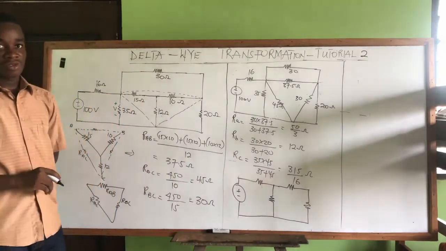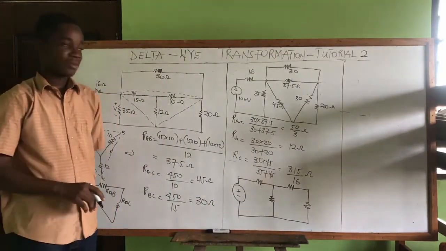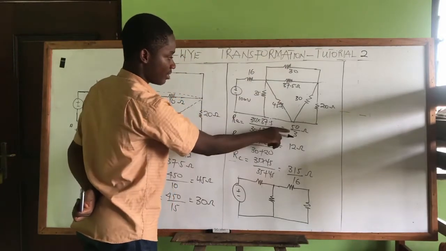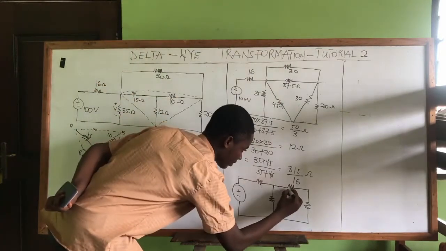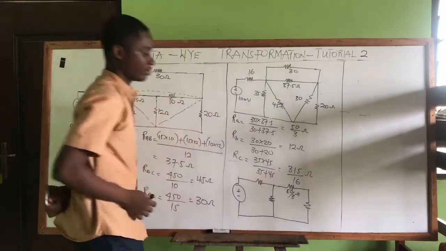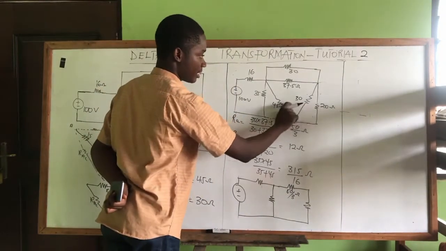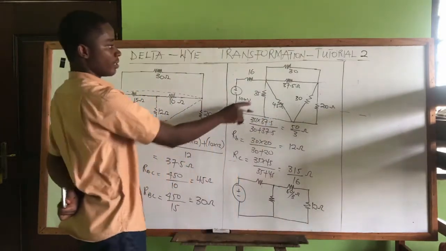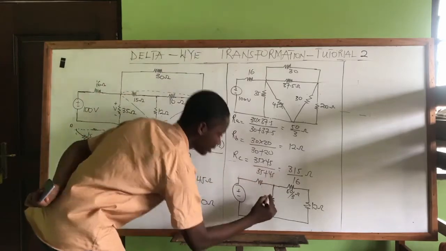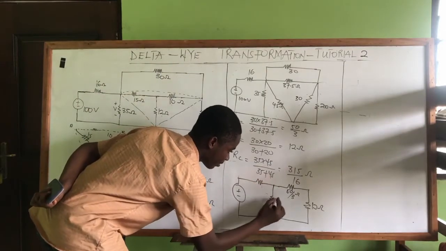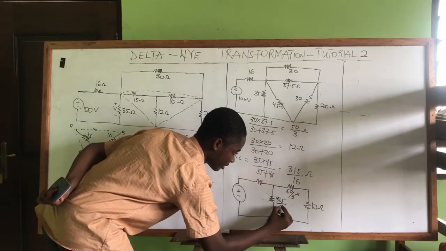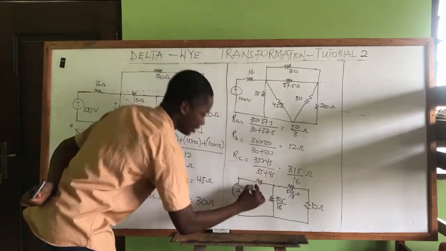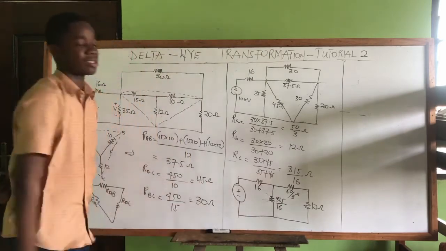Very simple. So now this diagram looks very simple. This value here is the equivalent of this and that, and we had 50 on 3 ohms. 30 and 20 also gave us 12. That's the 12 ohms here. 35 and 45 also give us the 315 over 16. That's the value here. And we have this 16 here. And this is our source.